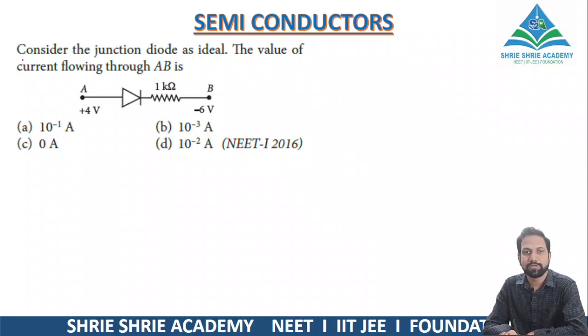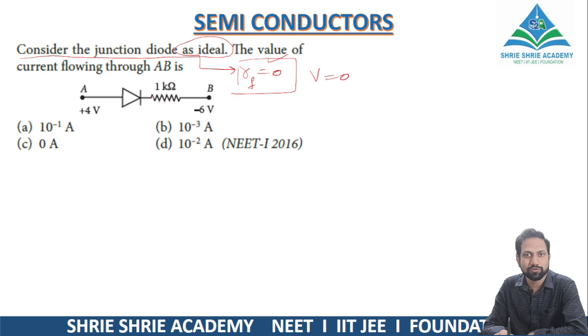So let us consider the semiconductors chapter now. Consider the junction diode as ideal. This means the ideal diode has forward resistance 0, so the voltage drop across it will be 0. By using this condition, if you solve this, it's very simple. Apply Kirchhoff's voltage law.